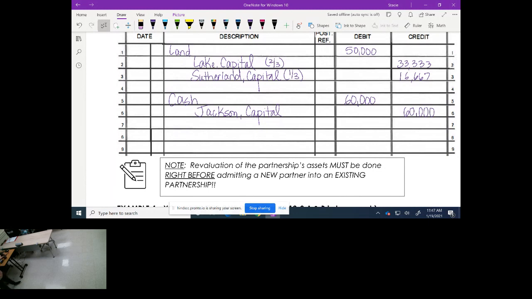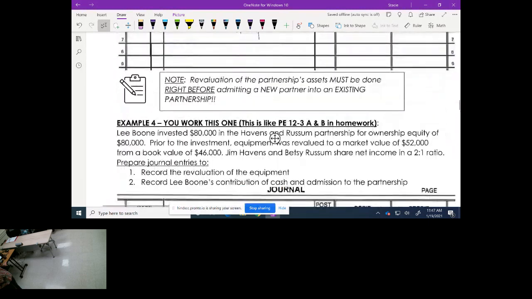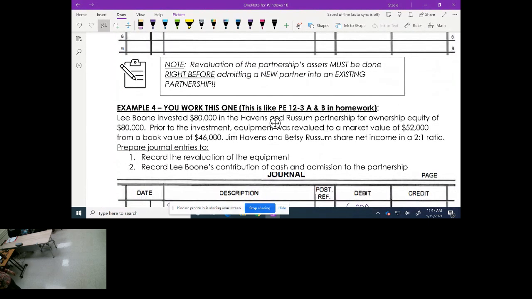All right, so another note for you. We have to do this asset revaluation right before the new partner is admitted. So the new partner won't be included in this revaluation, just the old ones, okay? All right. Y'all do this one. Work on this next one, example 4, and see how you do. Gotta make sure you understand it before you're on your own.